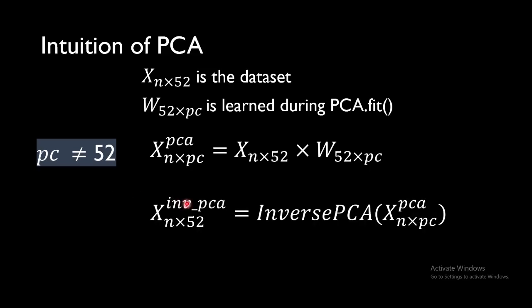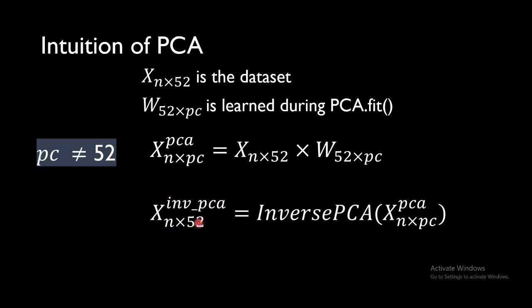And next, we can take the inverse PCA. This is the principal component value we got. We can use this in the inverse PCA function to reconstruct back the original dataset. We don't have to know the maths behind it. We'll just use it based on scikit-learn. But if you want to know more, it's given in the paper that I'll provide. So X inverse PCA will be n cross 52.